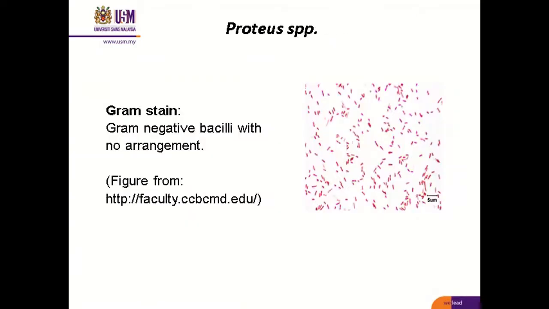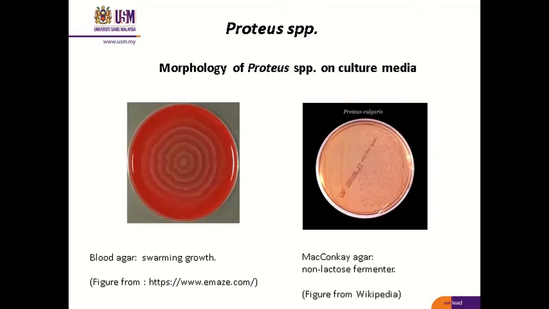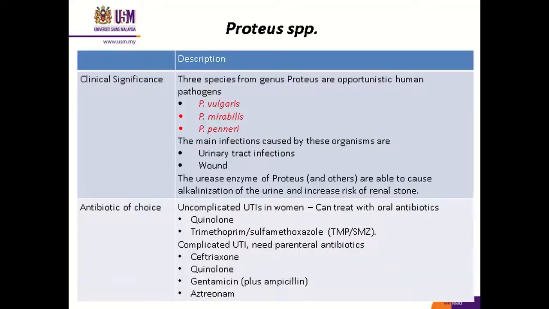Next, we go to Proteus species. On Gram staining, we can see gram-negative bacilli with no arrangement. On culture, we can use blood agar, where we will see swarming. And on MacConkey agar, we can see non-lactose fermenting colonies.